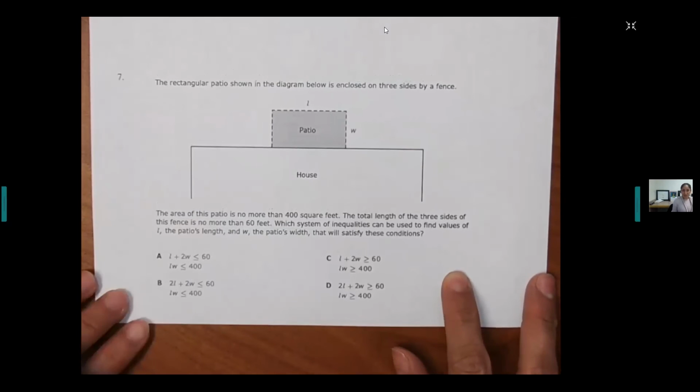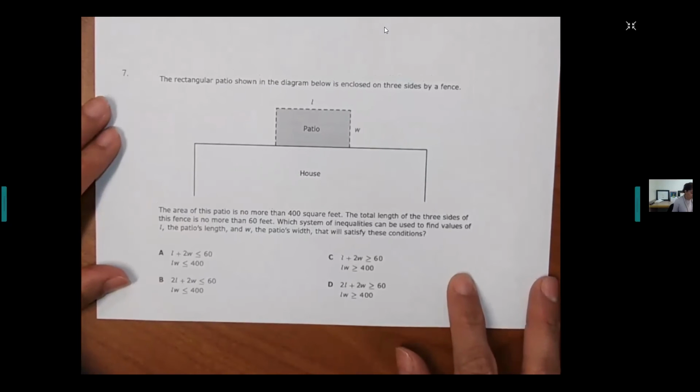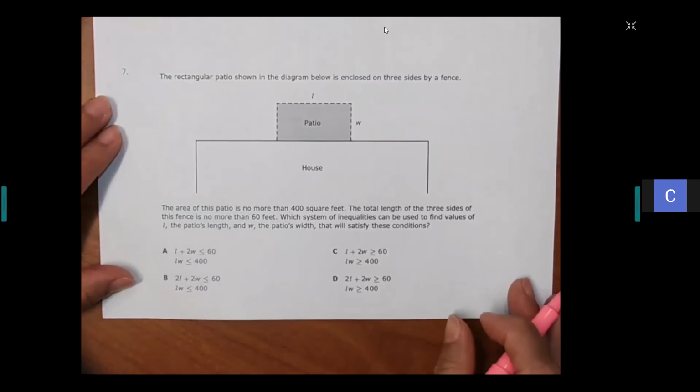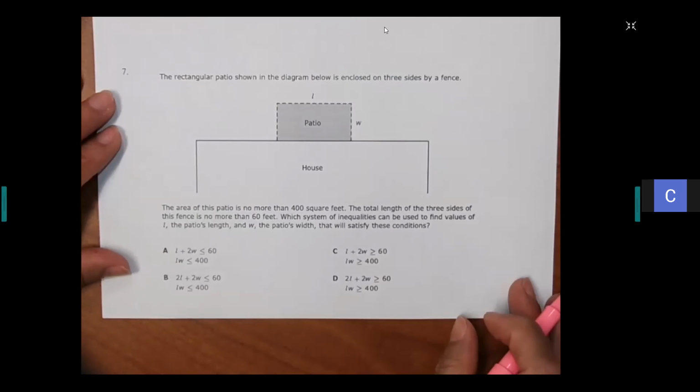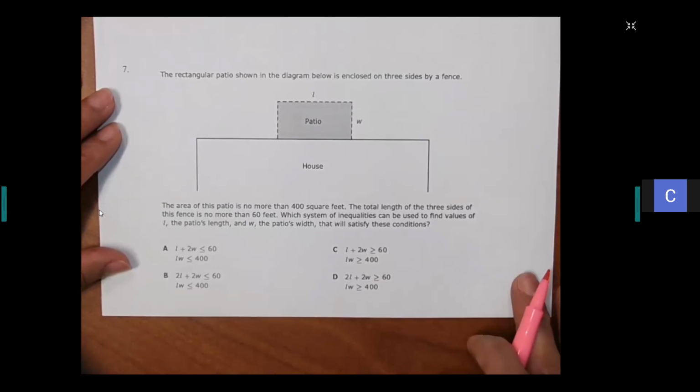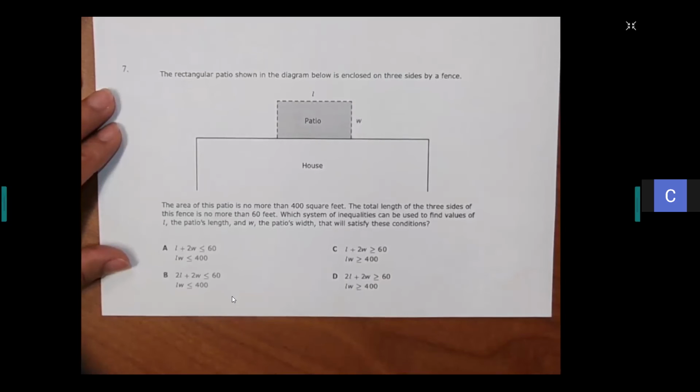Ms. Dallas, can you please read the problem for us and help us pick out the keywords? Okay, the problem says the rectangular patio shown in the diagram below is enclosed on 3 sides by a fence. The area of this patio is no more than 400 square feet. The total length of the 3 sides of this fence is no more than 60 feet. Which system of inequalities can be used to find values of L, the patio's length, and W, the patio's width, that will satisfy these conditions?